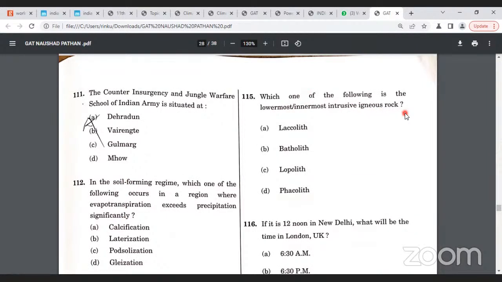Question number 115. The lowermost or innermost intrusive igneous rock would be the one that you find the deepest. That would be a batholith, because batholiths occur in the deepest portions, and they are the source of all magma. They supply all the magma through conduits to the rest of the intrusive rocks, and batholith is your answer, option B.